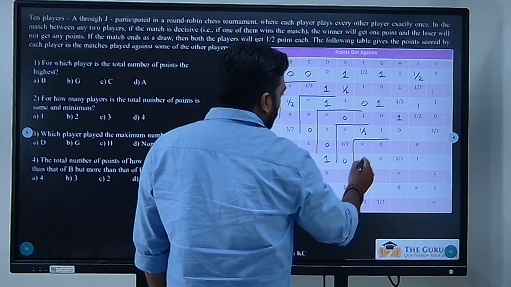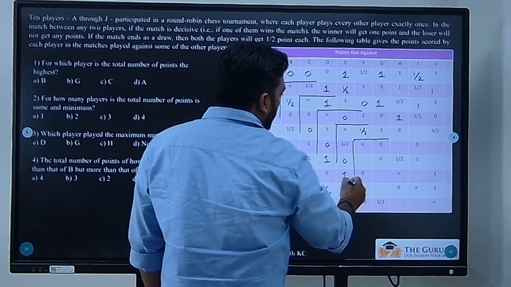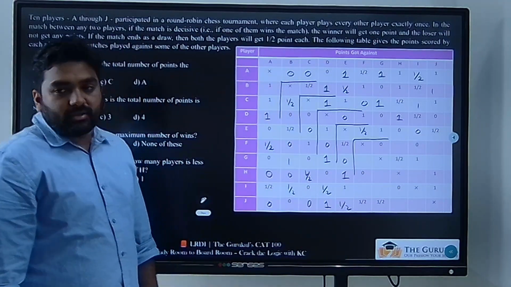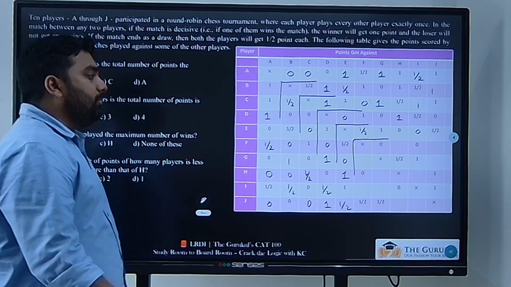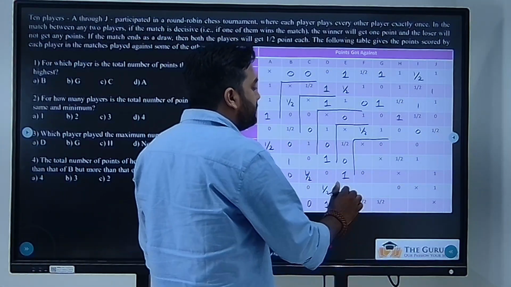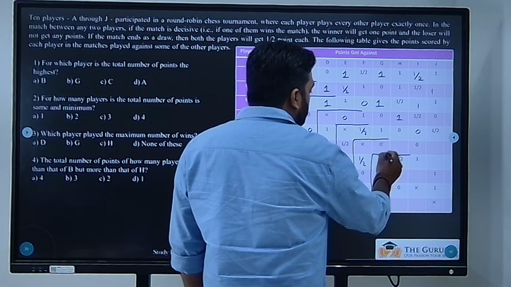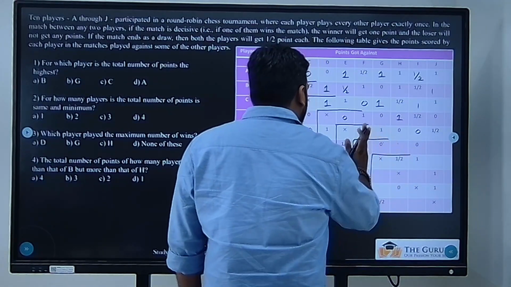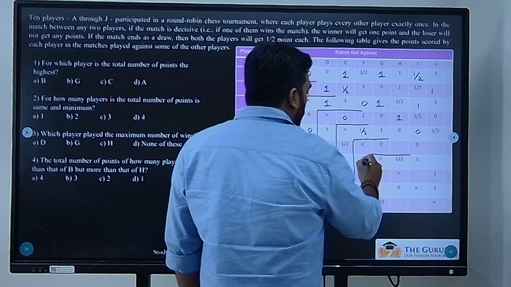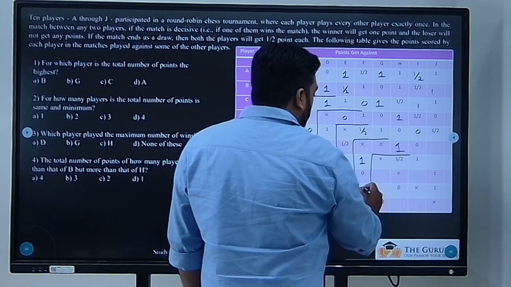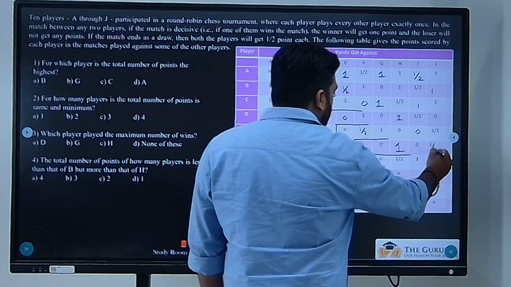1, 0, 0, 1, 1, 0. Half, half. So basically we are observing if one team is winning the match, which means the other team is by default losing the match. 0, half, 0, 0, 1, 0, 1, 0, 1, half. This will be half.